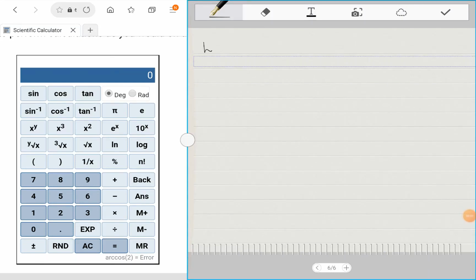Okay, so let's look at an example. In this example, what we want to do is determine the length of AB. All right, so we've got a triangle here that I'm going to draw in quickly.